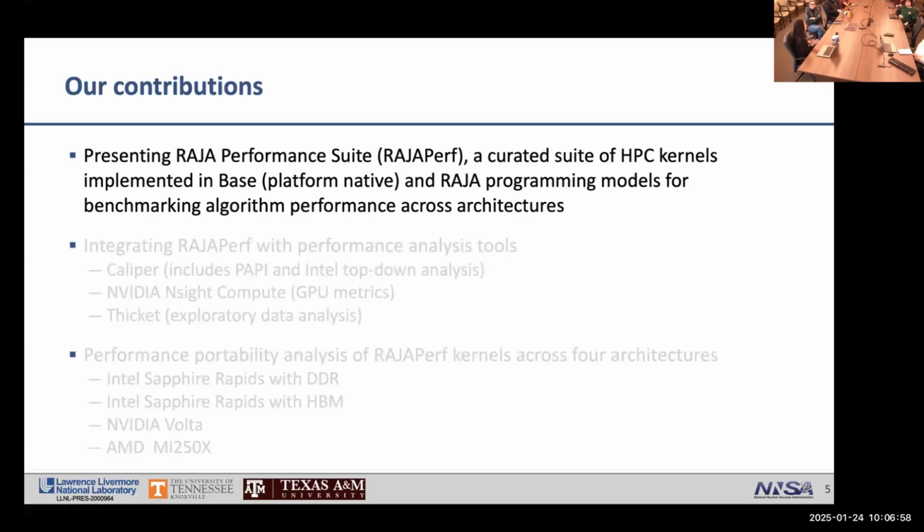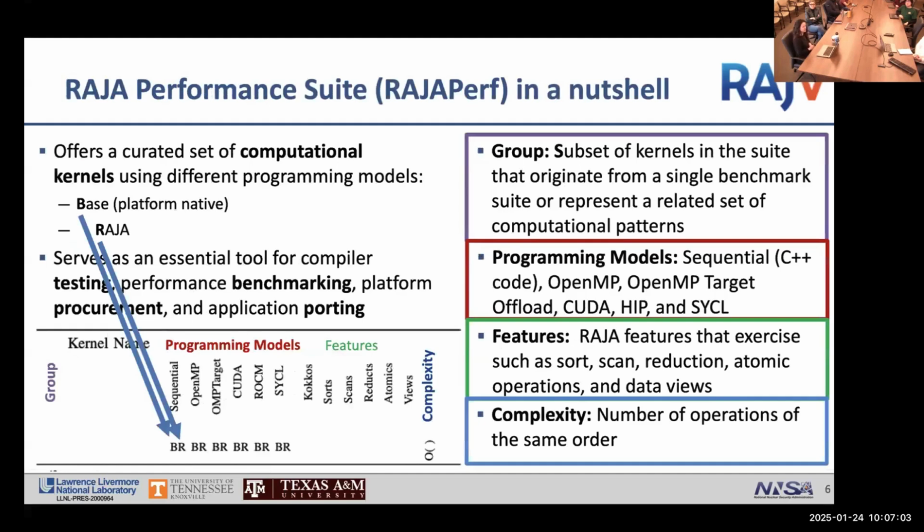Okay, so I will start with just introducing you to the RAJA Performance Suite and a little bit more about how that works. So in a nutshell, the RAJA Performance Suite, like I said, are these computational kernels implemented with both the base or platform native version and the RAJA programming model version. So it's broken down into these different things on the right here. You see a group, which is a subset of kernels that originate from a single benchmark, such as Stream, which is a memory heavy benchmark suite, or representing certain types of computational patterns.